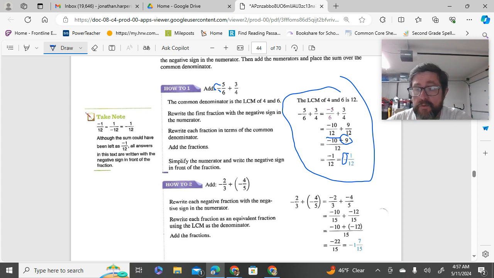So let's just quickly do negative 5 fraction button 6 plus 3 fraction button 4 equals negative 1/12. And that is the answer that we got, negative 1/12.